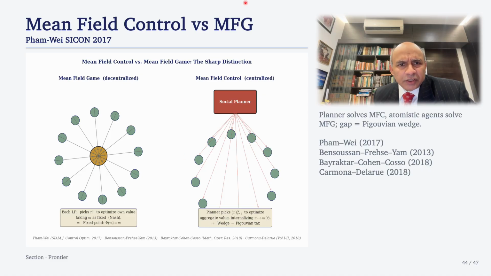Now, these two solutions are not the same. The gap between them is exactly the Pigouvian wedge, the welfare loss from agents not internalizing the McKean-Vlasov externality. The mean field game from Nash underaccounts for the collective cost. The mean field control, MFC, of the planner, the optimum we get there, is what the Pigouvian tax is designed to restore.